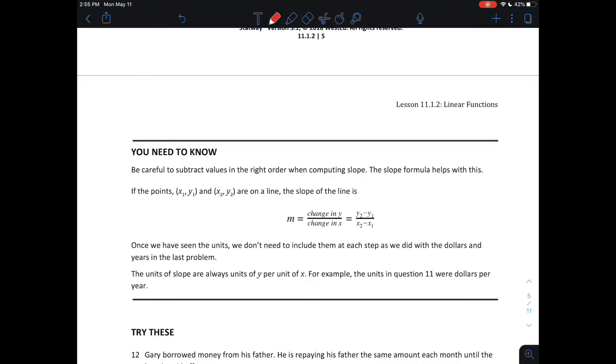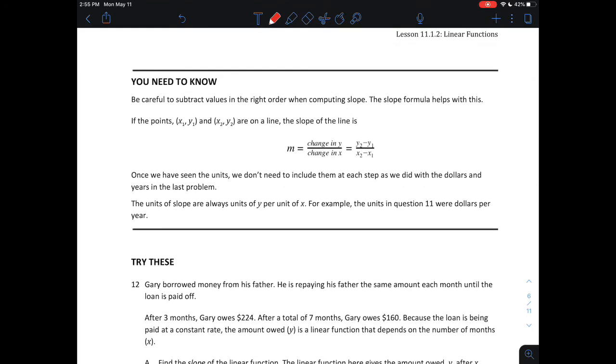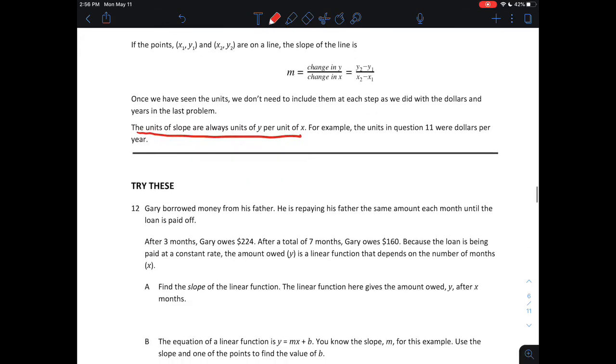Once we have seen the units, we don't need to include them at each step as we did with the dollars and years in the last problem. The units of the slope are always units of y per 1 unit of x. For example, the units in question 11 were dollars per year. So now let's look at a couple of other examples.